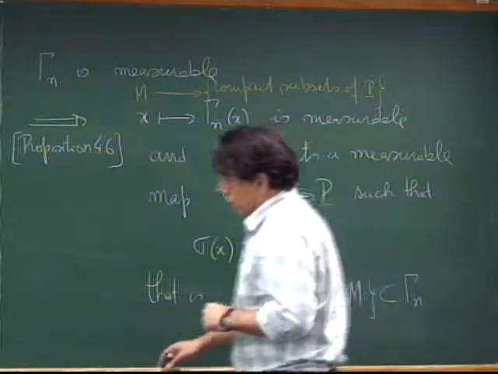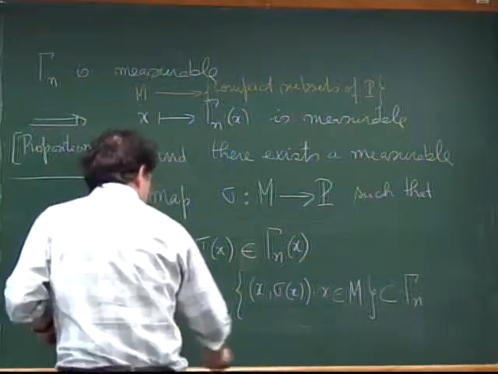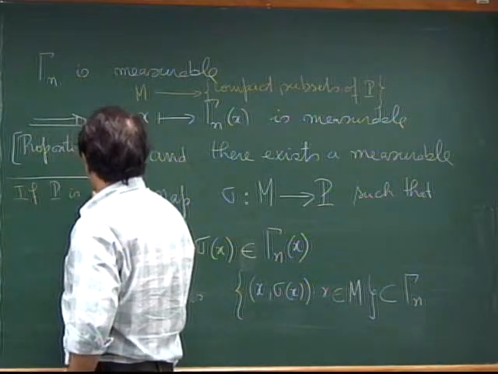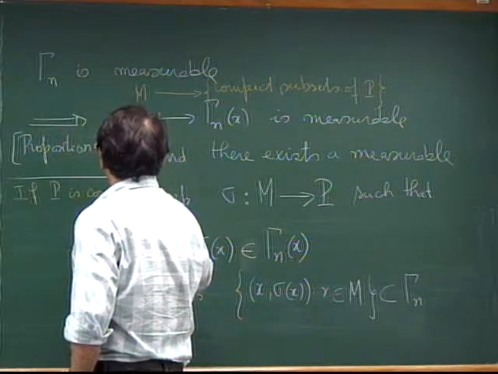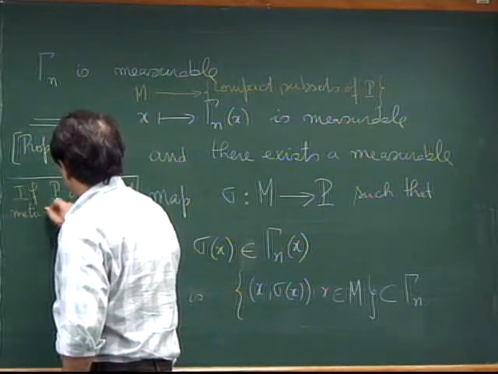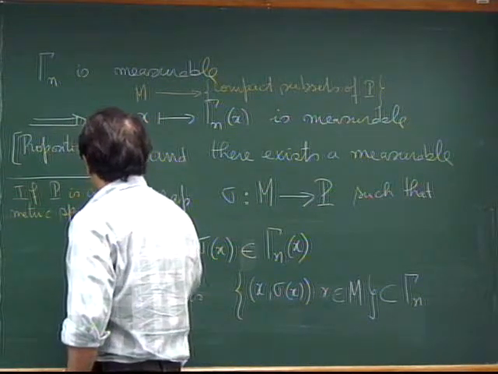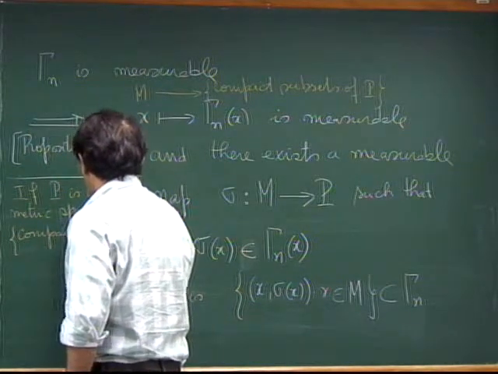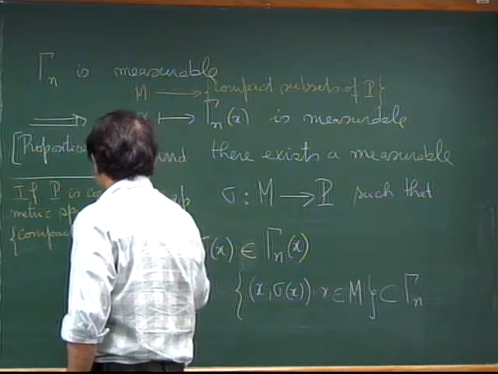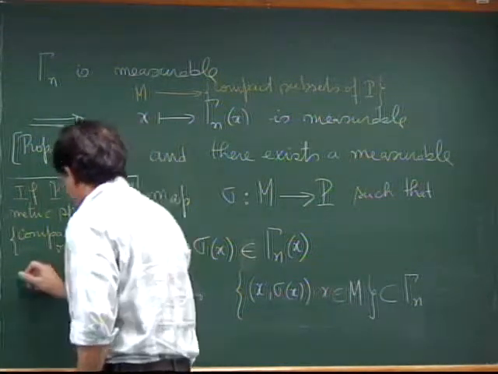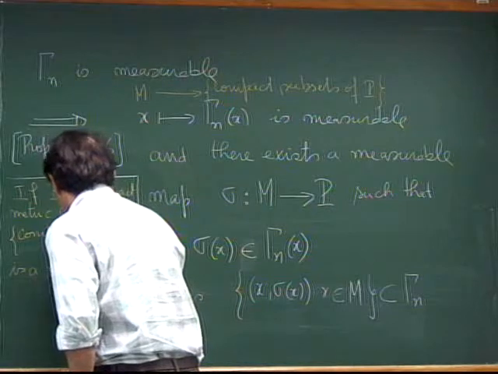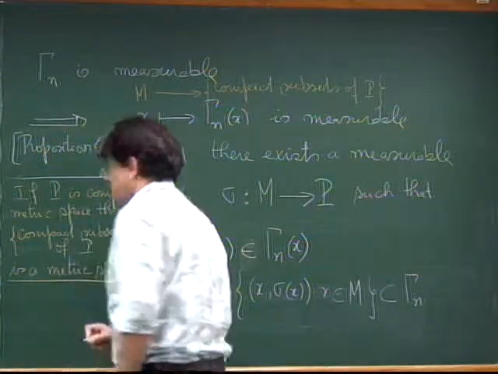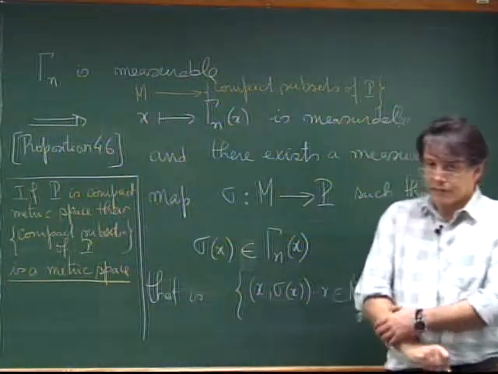Okay, we make a pause here. If P is a compact metric space, then the set of compact subsets of P, this is an abstract statement, is a metric space. What I mean by this is that there is a natural distance.